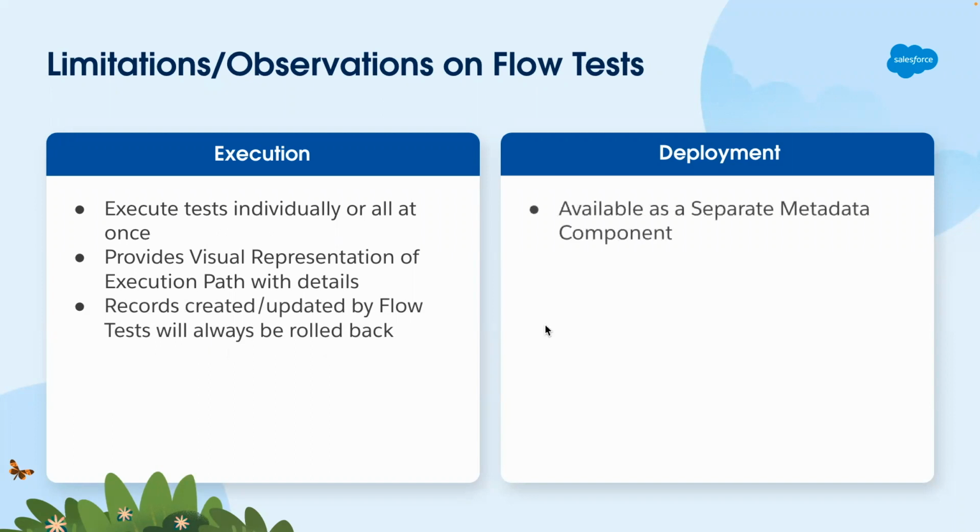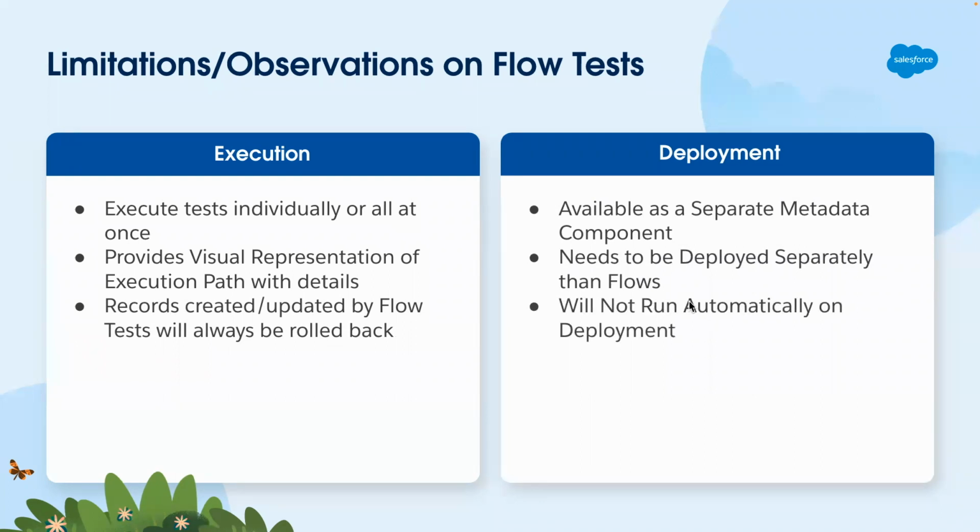For deployment, flow test is available as a separate metadata component called flow test. Flow test needs to be deployed explicitly. When you are deploying the flow, the flow test will not get deployed with that. So you will have to deploy it separately and explicitly. Unlike Apex test classes, flow tests will not run automatically on deployment. So you have to go to each flow and run the tests manually.